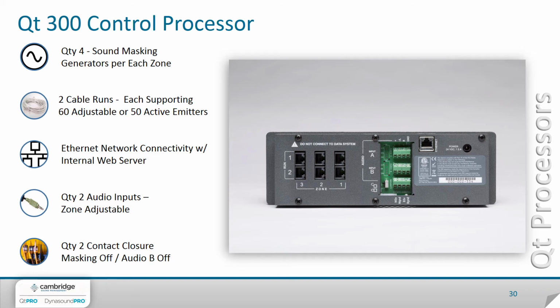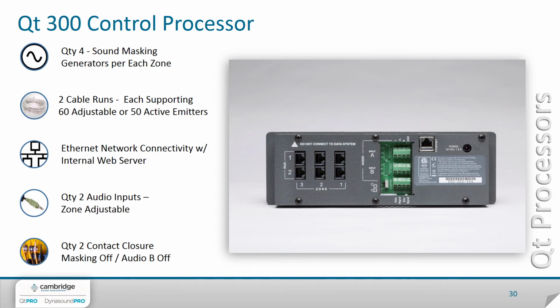A wired Ethernet connection is available on both QT300 and QT600 control processors. When connected to either a computer network or simply a laptop utilizing a standard network cable, advanced features such as time of day scheduling, auto-ramping, and equalization of the sound masking spectrum can be accomplished using a web browser on a connected device.